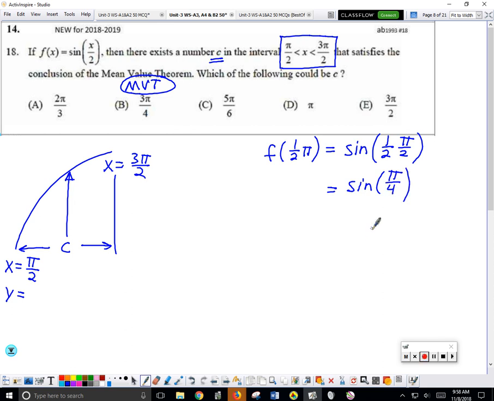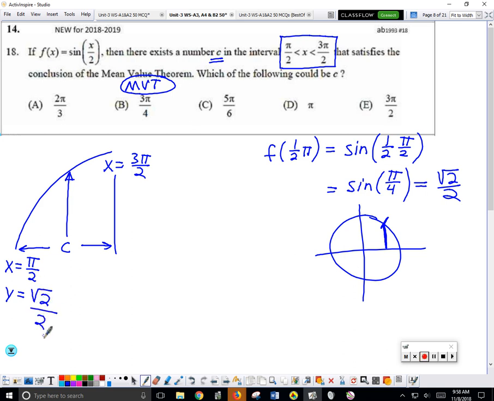So I immediately think of a circle. I remember that pi over 4 is right here. I remember the sine is the up and down. At the fourths, everything's root 2 over 2. I'm done. You'll never have a unit circle quiz in this class. You'll never have a unit circle test. But you will just be working a problem, and suddenly you must remember the unit circle.